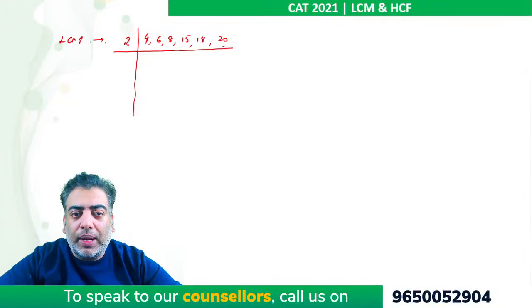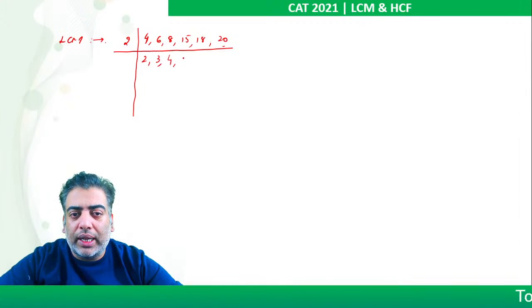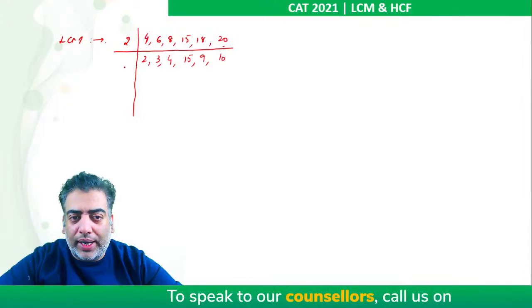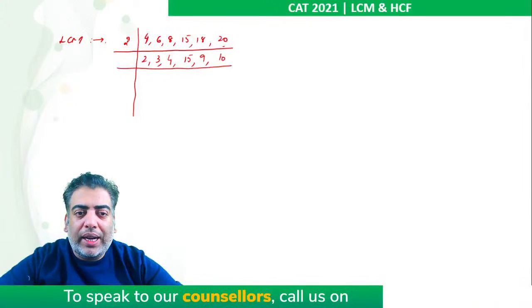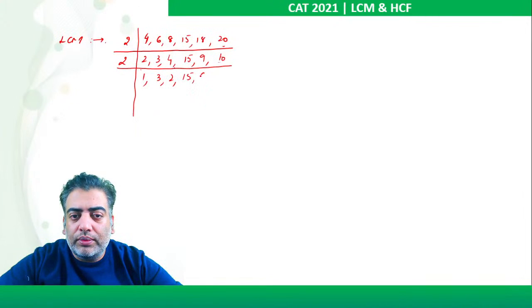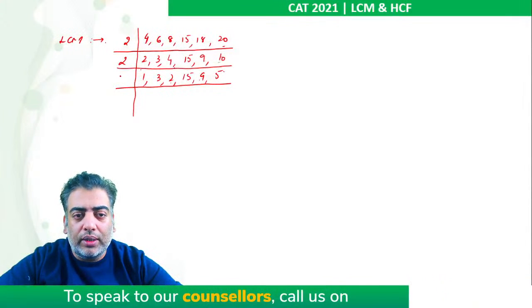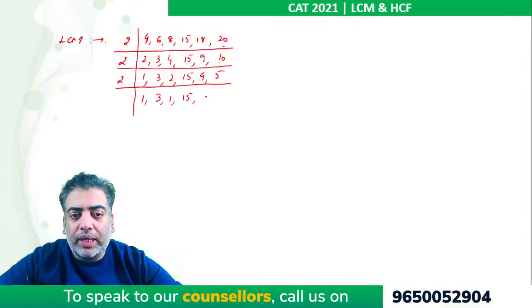So if we divide by 2, it is 2 2s are 4, 2 3s are 6, 2 4s are 8. So 15 will be as it is. 2 9s are 18, 2 10s are 20. So you keep dividing by 2 till the time you see any even number over there. So again on dividing by 2, 2 ones are 2, 2 twos are 4, 2 fives are 10. So the numbers which are not getting divided will be written the way they are. Still I can see a 2 here. So it becomes 1, 3, 1, 15, 9 and 5.